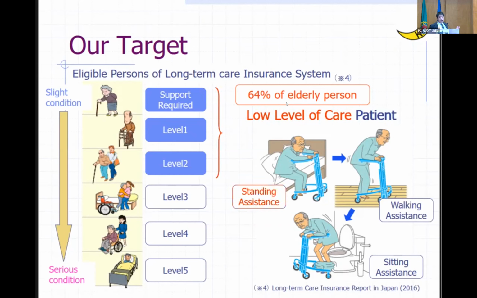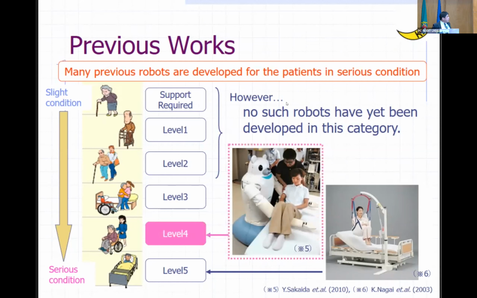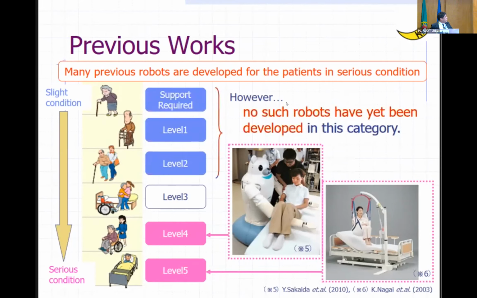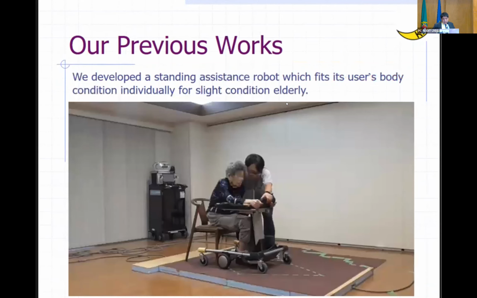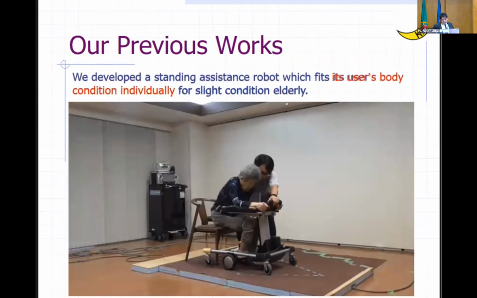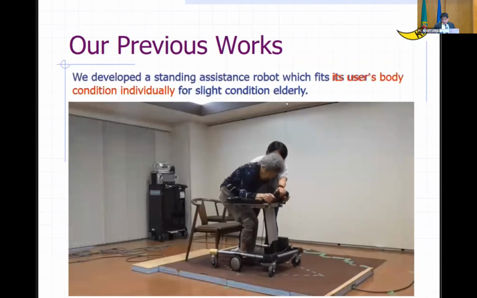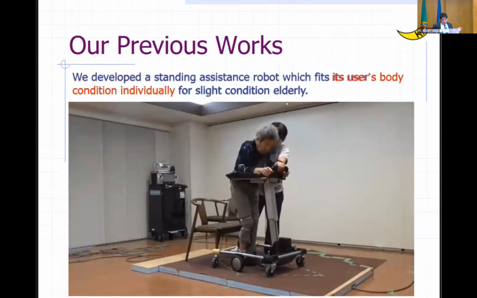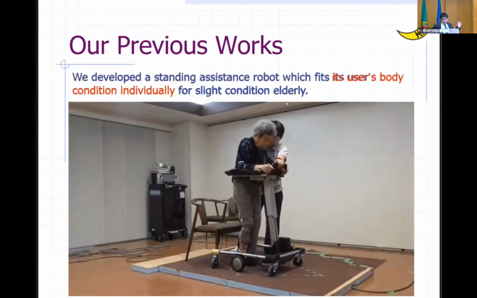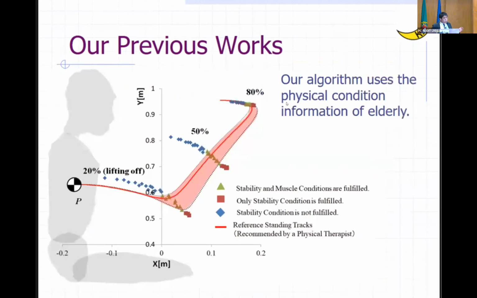In previous research, many robots have been developed. For example, the lever, but its target is level 4, and widely used lifting devices are categorized as level 5. So no such device has yet been developed in this category. So we developed a standing assistant robot which fits its user's body condition individually, for slight condition elderly like this. So we use these models.